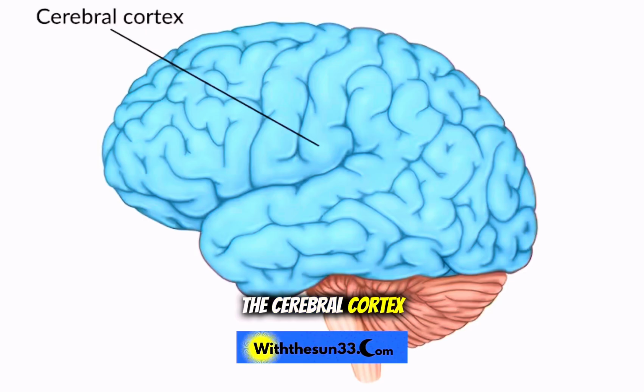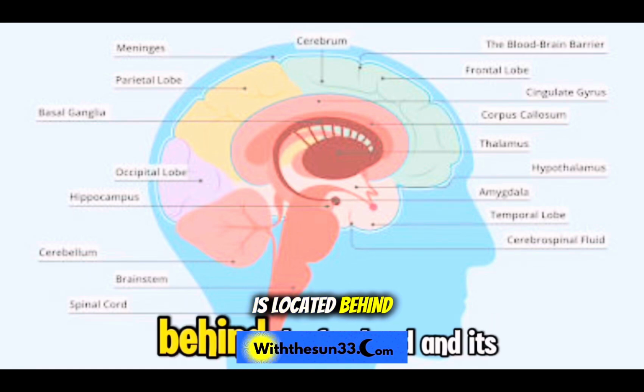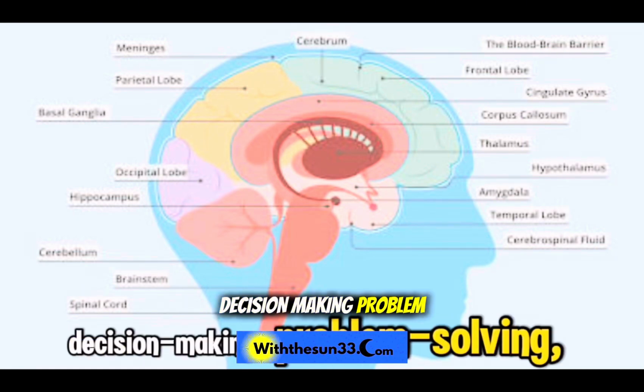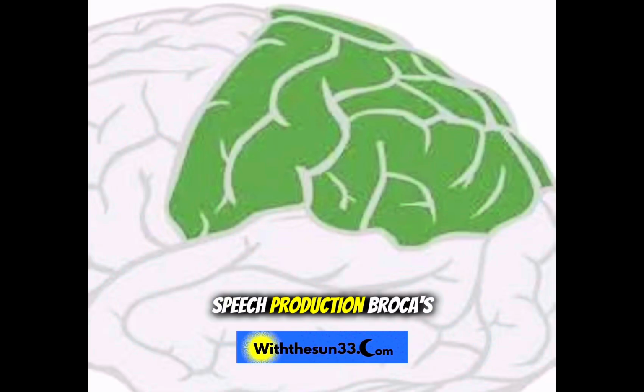The cerebral cortex contains the lobes of the brain. The cortex is folded into gyri, ridges, and sulci, grooves, to maximize surface area. It is divided into 4 major lobes per hemisphere. The frontal lobe is located behind the forehead, and its functions include planning, decision-making, problem-solving, voluntary movement, personality, speech production, Broca's area, usually on the left side.